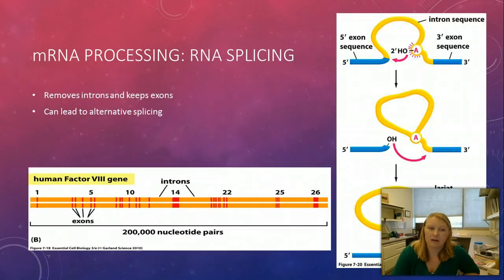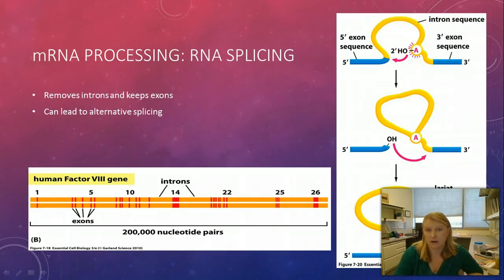So then we talk about processing. As I just mentioned on that last slide, we have a lot of non-coding regions. So how do we make sure that we get just what we want for the gene code or for the protein code? Because otherwise we're going to have this massive protein with all these extra amino acids. This is where RNA splicing comes into play. So how does splicing occur?